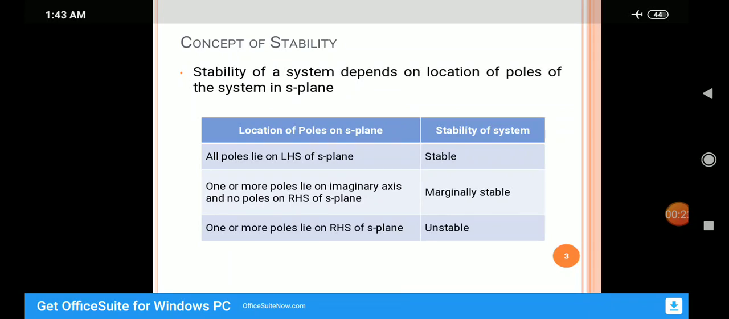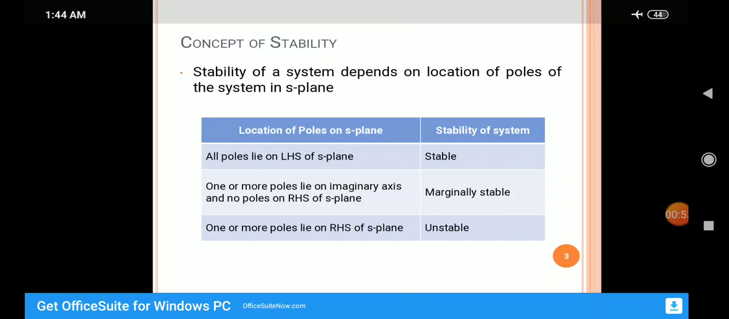What is stability of a system? Stability of a system is nothing but, for a given stable input or bounded input, if the system provides bounded output, bounded is nothing but finite. For any finite input, if the system provides a finite output, then we call the system as stable. Stability is a very important factor to be considered in design of any control system.